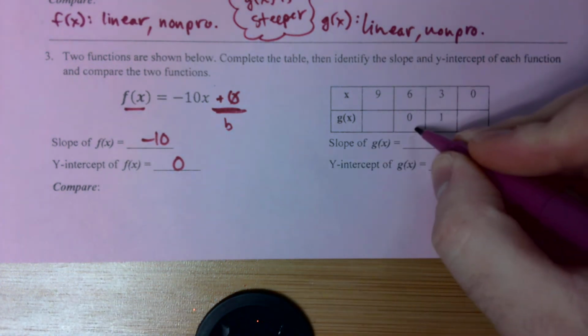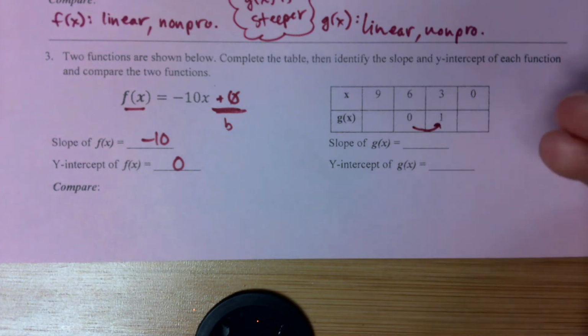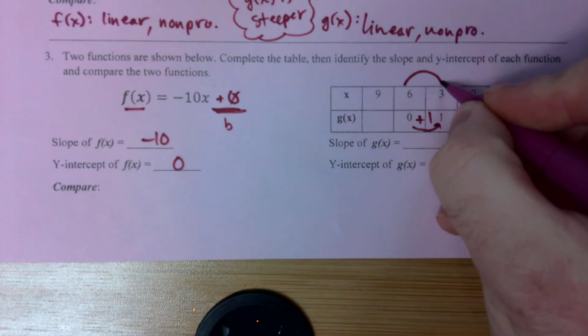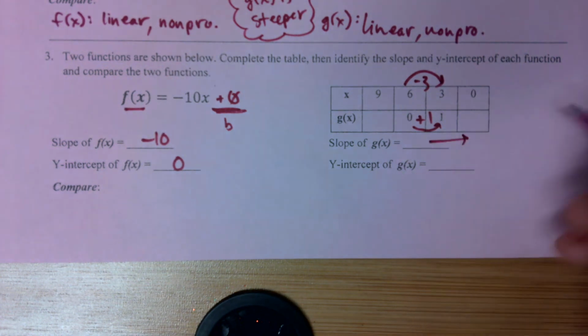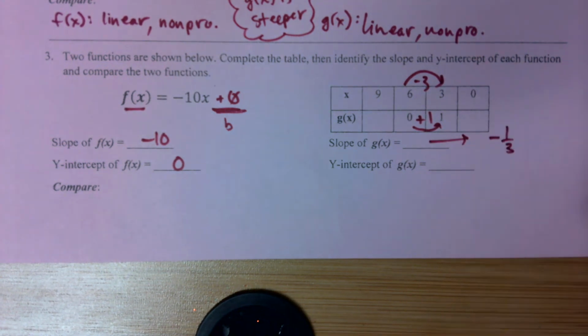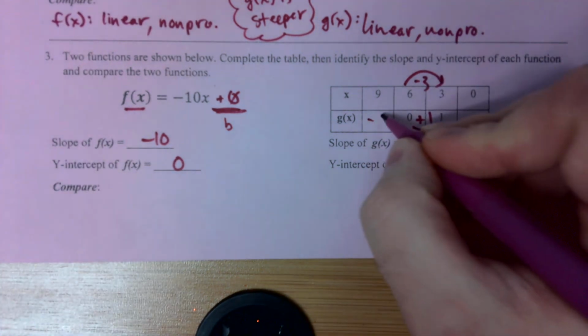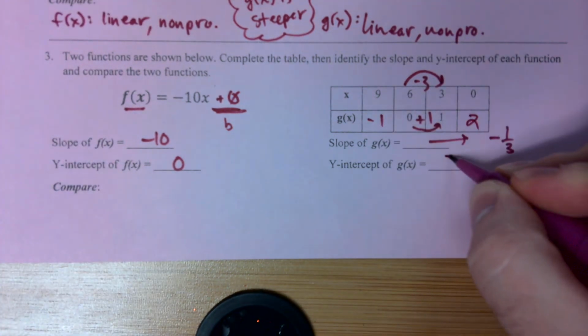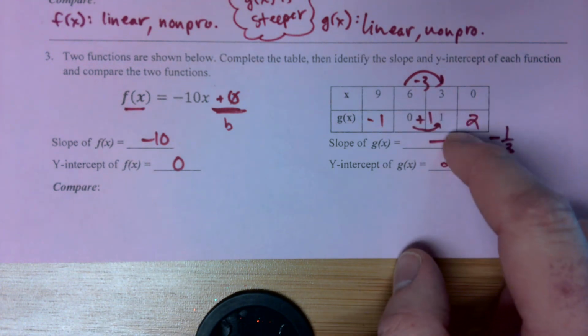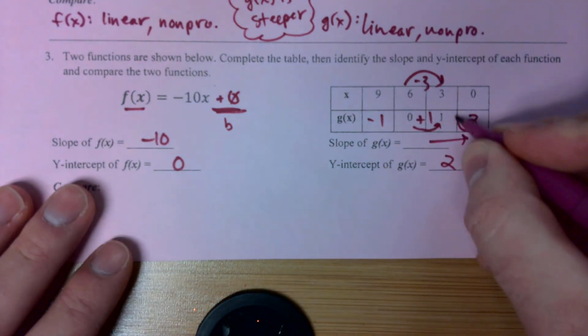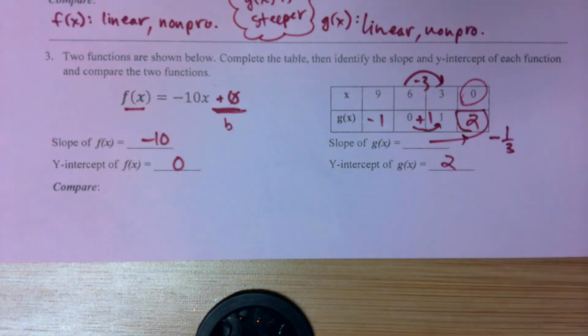What's our change in y from 0 to 1? Plus 1. Yes. And what's our change in x from 6 to 3? Minus 3, right? So our slope is equal to -1 over 3. And then what's our y-intercept here? Positive 2, right? If we move this plus 1, we get to 2. And our y-intercept is wherever x is equal to 0, right?